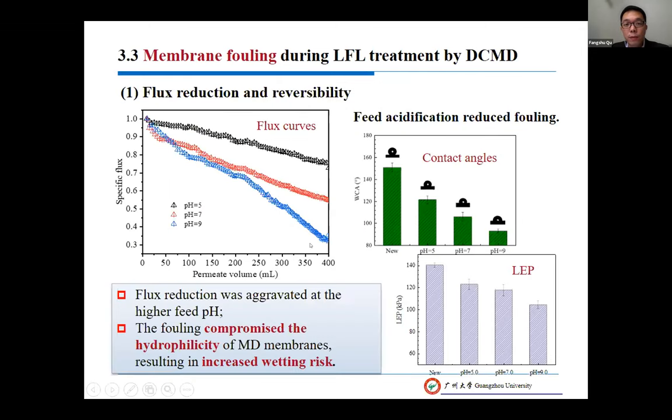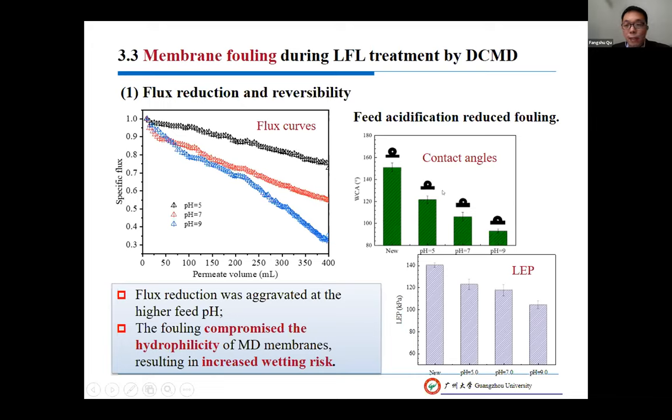The following is the most significant problem investigated, the membrane fouling. From these figures, we can find that the fouling is strongly affected by the feed pH. The specific flux decreased to 0.3 when the feed pH was 9. When the pH was adjusted to 5, the flux reduction was only 13%. The results indicated that feed acidification can help to reduce MD fouling.